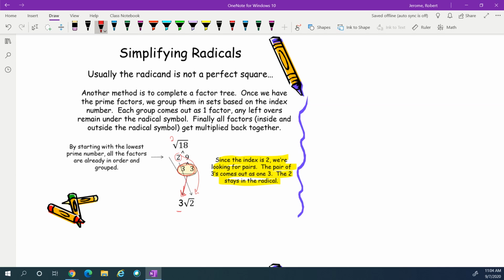Now, you can do your factor tree however you want. For example, let's come over here on the right, 18. Well, I can split that into a 3 times 6. And then the 6 is broken into a 3 times 2. And as you can see, there's my pair, 2 of the same number. The pair goes out as 1. The leftover stays home. So I use the analogy of the buddy system.